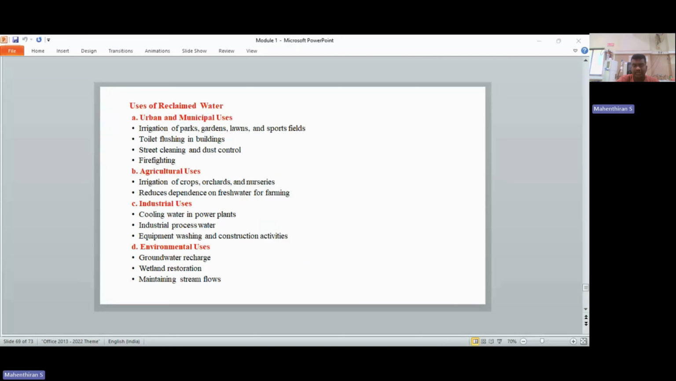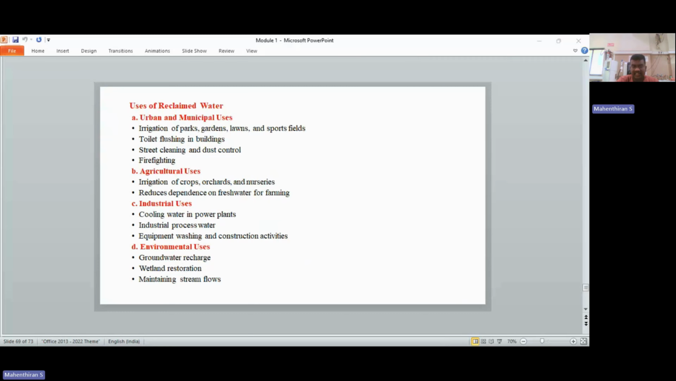Now, we are going to look into the uses of the reclaimed water. As freshwater resources become scarcer and demand continues to rise, reclaiming and reusing wastewater is no longer just an option. It becomes a necessity. Reclaimed water, also known as recycled water or treated wastewater, can be safely used for many purposes, provided it is treated to the appropriate quality level.